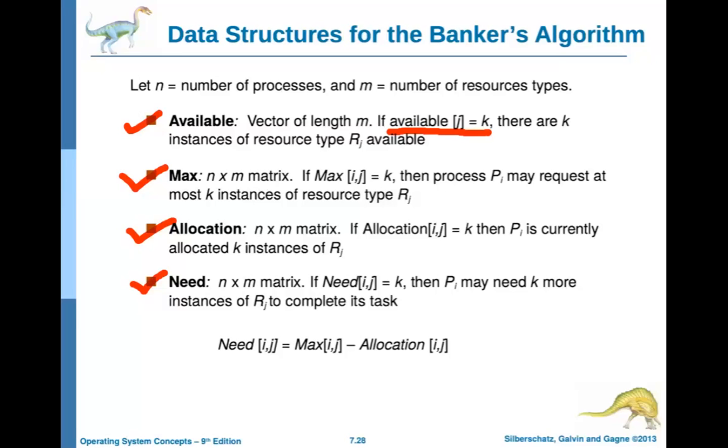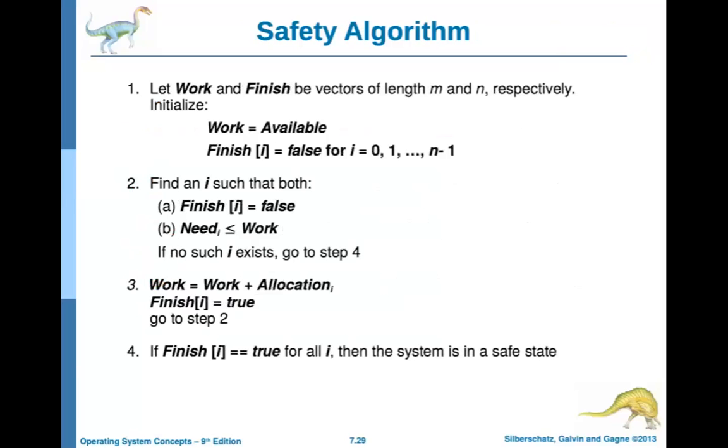Now the banker's algorithm is actually divided into two. One is the safety algorithm and one is the resource allocation algorithm. So let us first finish the safety algorithm. Okay, the safety algorithm is used to check whether the system is in a safe state or not. Can we find some sort of safety sequence? That is the purpose of this safety algorithm.